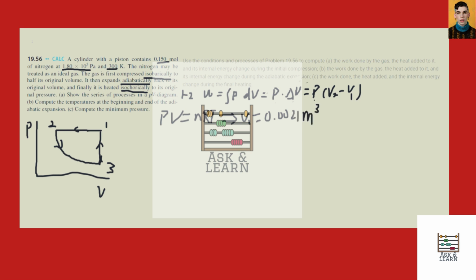So the first process is we compress the gas to half of its original volume. So basically V2 is just half of V1. We plug in V2 equal to half of V1, and we can finally calculate the work to be negative 187.1 joules.